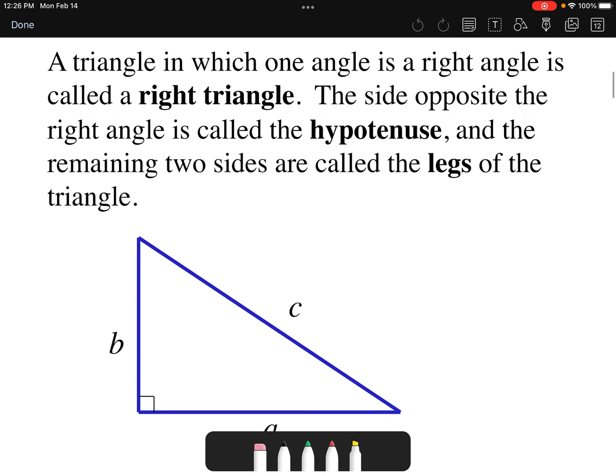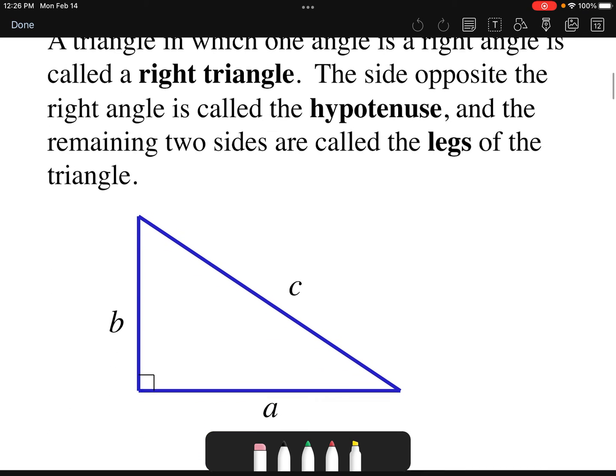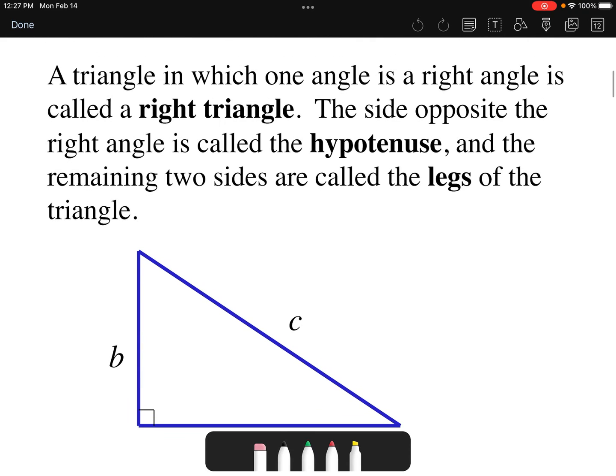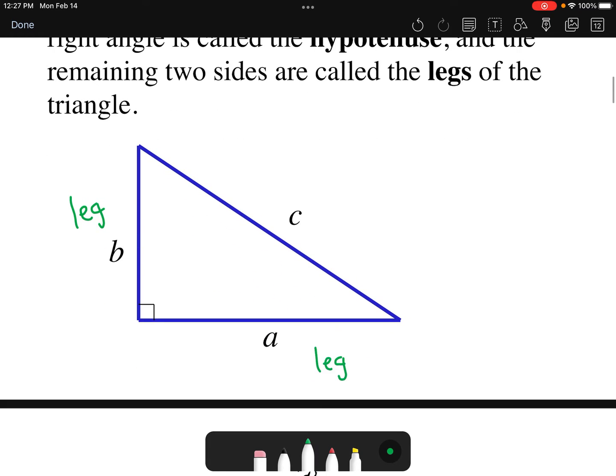Now, right triangle trig, obviously, you must have a right triangle. Obviously, the two sides that make the right angle are legs. And the third side we call the hypotenuse. That is always the side opposite the right angle.